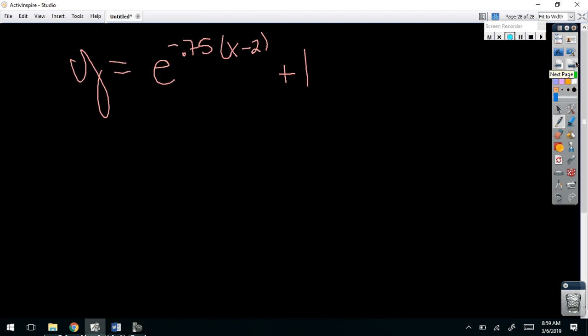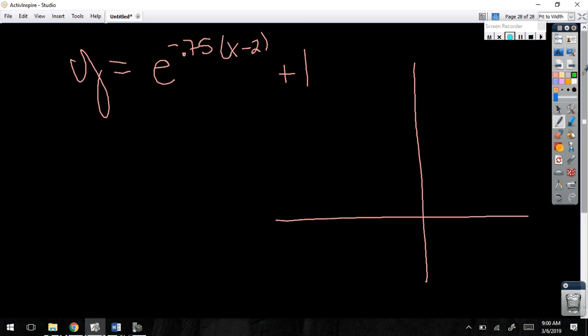All right, look at the next one, growth or decay. Why? That exponent, you see that exponent that's negative? Decay. Where's my asymptote? Where are you confused, Palmer? Range. You're still confused on range? Okay, let's graph this one, then I'll talk a little bit more about range.